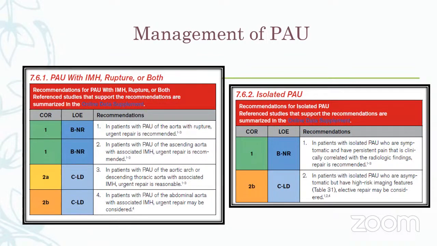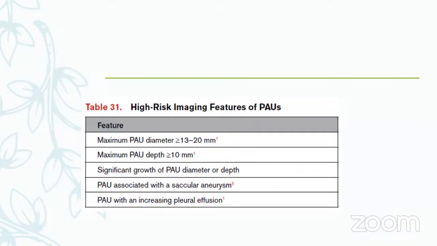And if it is associated with intramural hematoma of the abdominal aorta, the repair is a class 2B. In cases of isolated penetrating atherosclerotic ulcer, it will depend on whether the patient is symptomatic or not. If the patient is symptomatic and has persistent pain that clinically correlates with the radiological findings, repair is a class 1. If the patient is asymptomatic but has a high risk imaging feature, elective repair is a class 2B. And these are the high risk imaging features of the penetrating atherosclerotic ulcers, as you can see in the table.